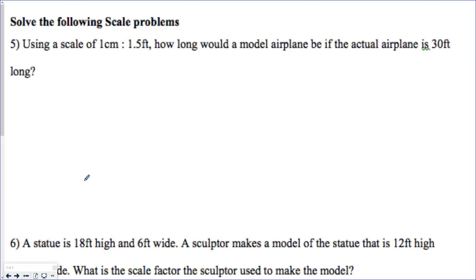The next page deals with a little bit of scale. So scale deals a lot with proportions and ratios. In this case, it says using a scale of 1 centimeter to 1.5, so I'm going to write that down as a fraction: 1 centimeter for every 1.5 feet. How long would a model airplane be if the actual airplane is 30 feet long? Well, we want to know how many centimeters, so x centimeters for 30 feet.